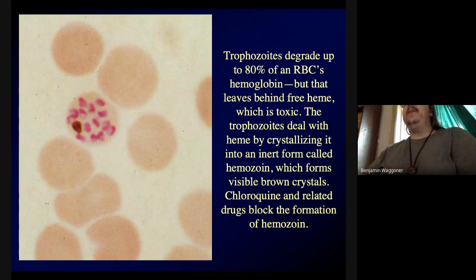The reason that matters is that chloroquine blocks the formation of hemozoin. So the heme doesn't form that, and heme is actually toxic to the trophozoites. So with quinine, chloroquine, and drugs like that, the parasites essentially poison themselves because they can't deal with the free heme that their metabolism is leaving behind.